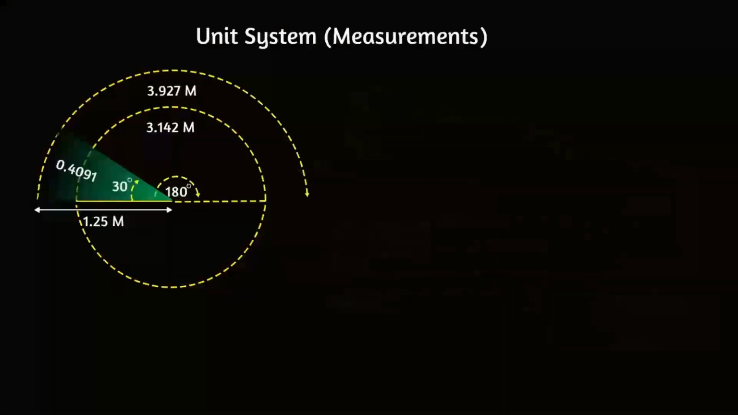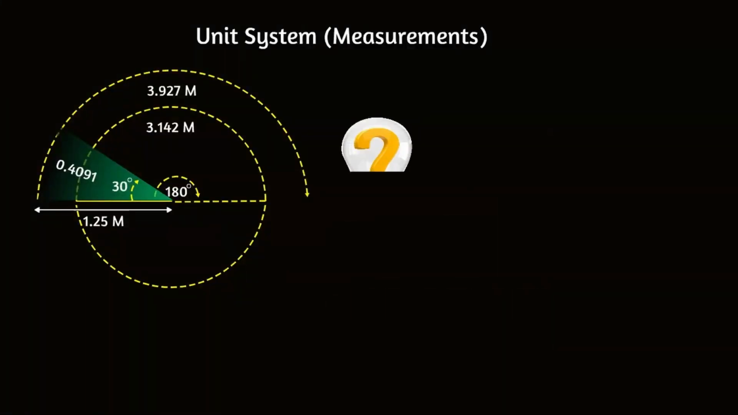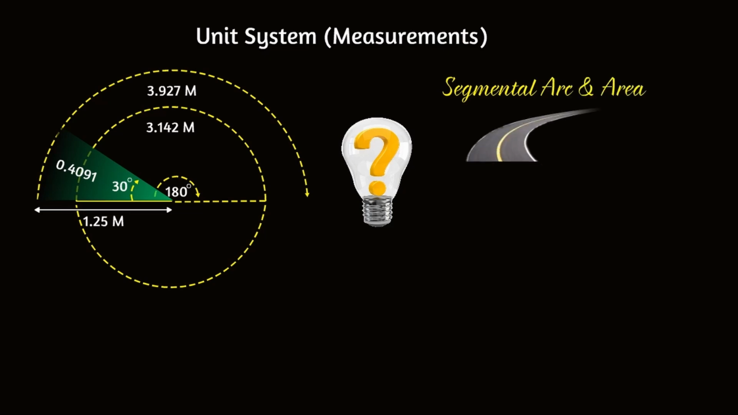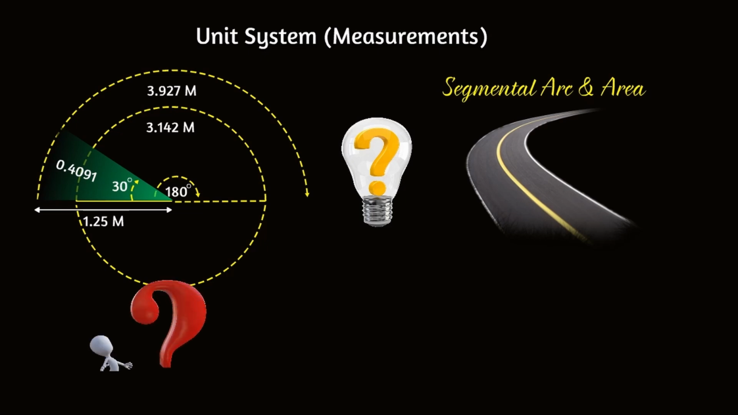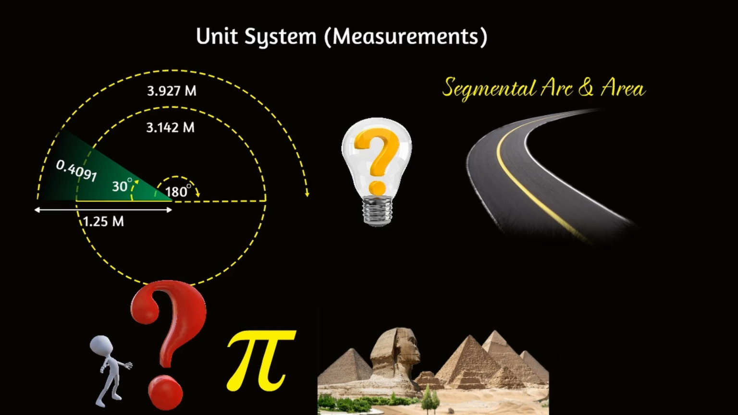Real-world connections. Why does this matter? Calculating arc lengths and areas is crucial in designing curved roads, bridges, and even calculating land areas. Did you know? The concept of pi dates back to ancient Egypt and is still vital in modern engineering.